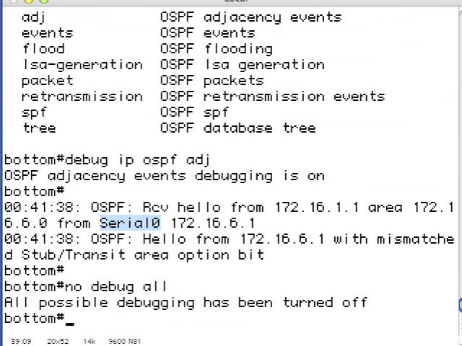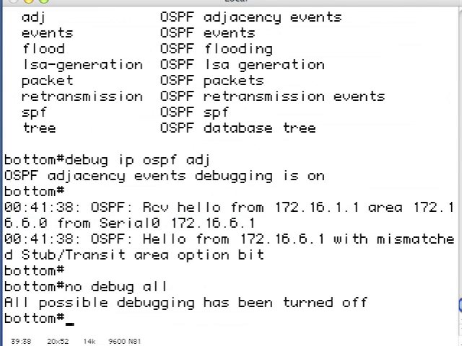We received it on our serial 0 interface. The router ID was 172.16.6.1. That's the router ID of the top router that sent us the hello. And then we have another log message. The hello had a mismatched stub area option bit. And that makes sense. I just configured stub on the bottom router. I have not yet configured stub on the top router. So OSPF will not form a neighbor.